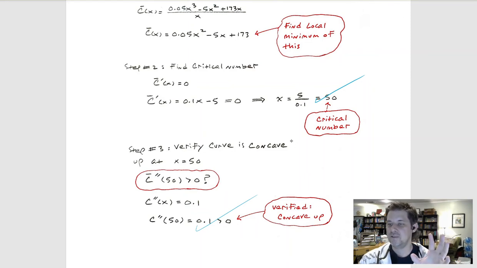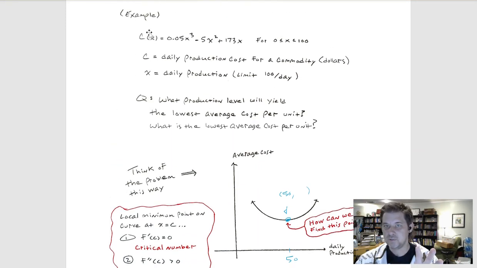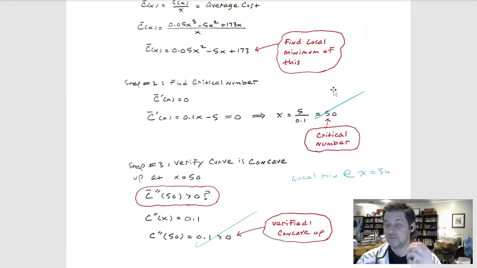If those two things happen, then I can say with confidence that there's a local minimum at x equal to 50. Okay, so I found that point on the curve that's at the bottom. I know that this point right here that is an answer to our question happens at 50 for x. How do I know that? It's the x coordinate, right? Because I solve for x. When I find the critical number, it's a value of the variable x.